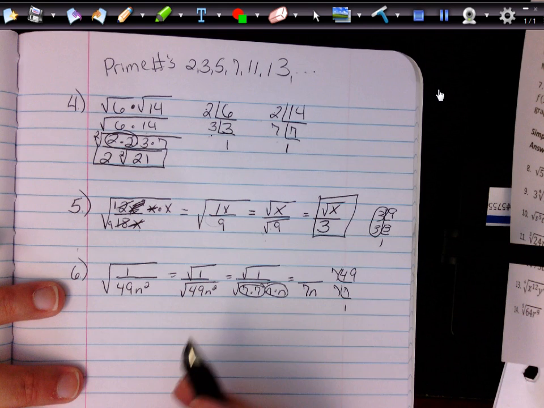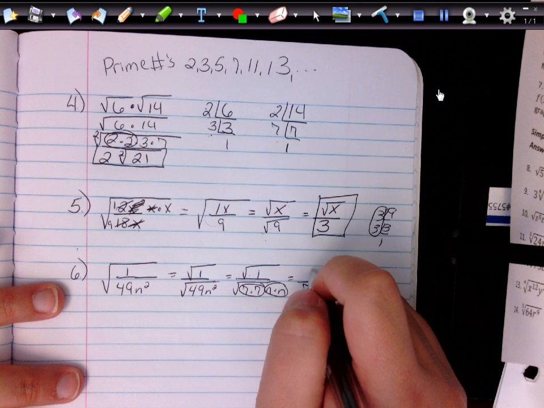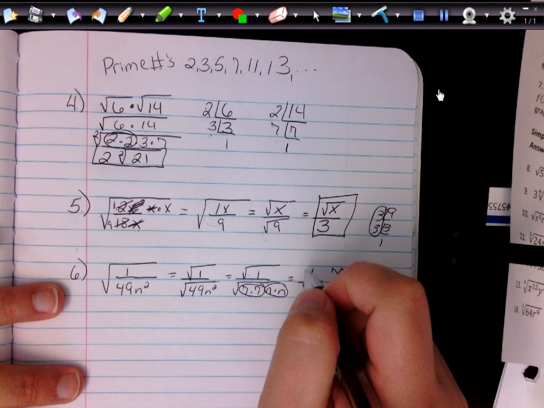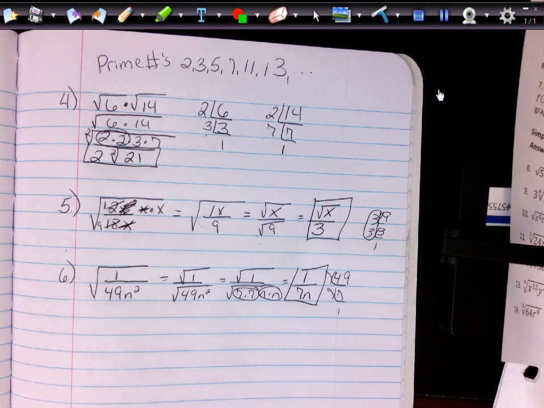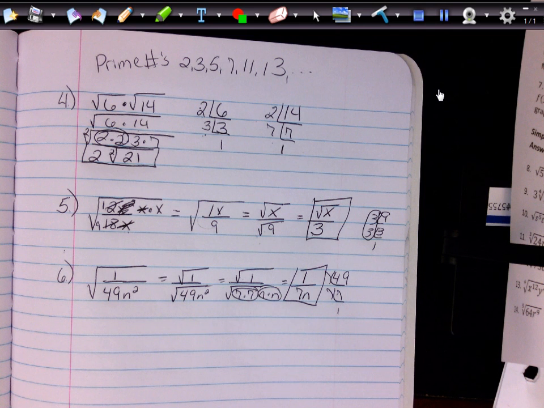And my radical actually goes away in the top too, because the square root of 1 is just 1. So I end up with 1 over 7n. So make sure you have all the work down for number 6 before you move on.